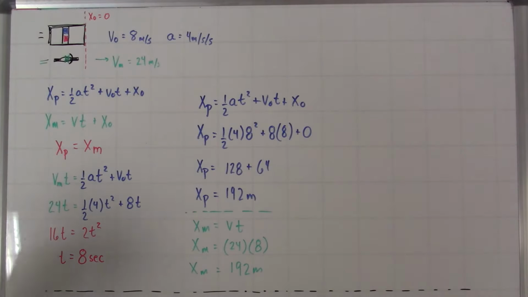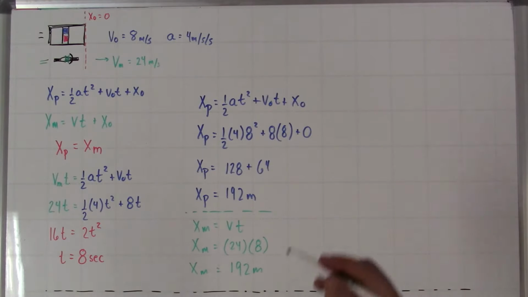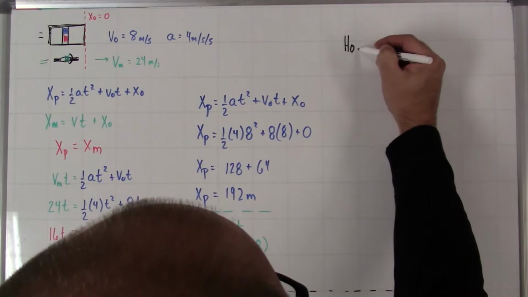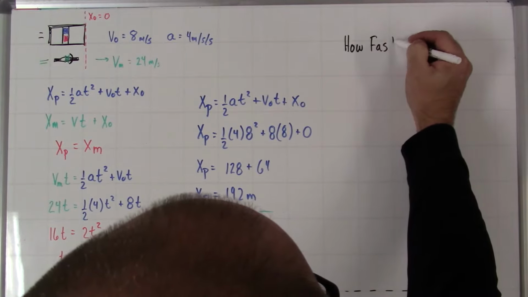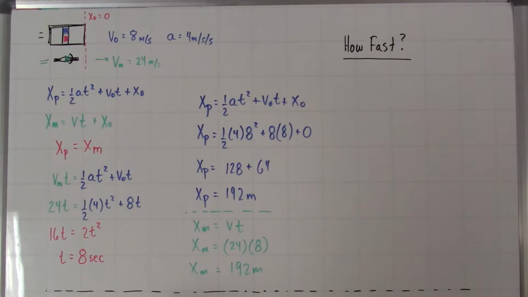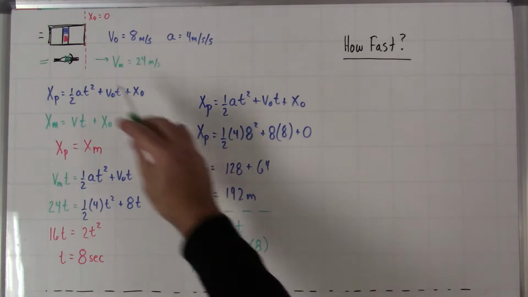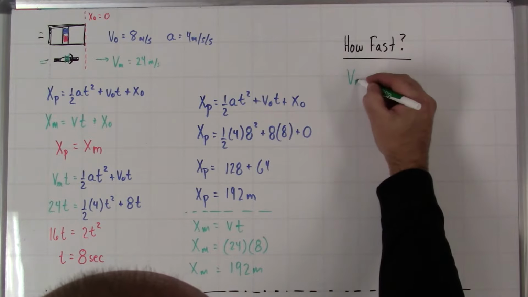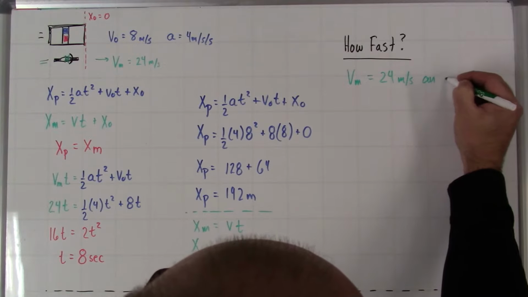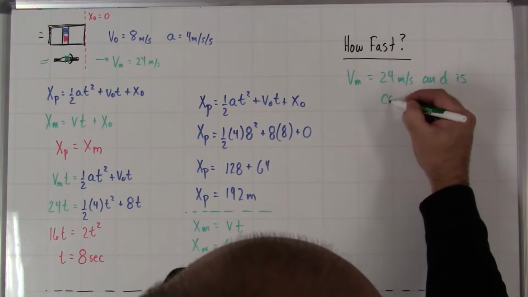The second part of the problem says, how fast is each moving when it catches up? No problem, we can easily solve for that. So in this case, we're going to say, well, how fast is each moving? Well, what are the velocity situations? The velocity situations are actually pretty easy. When I think about the motorcycle, for example, the velocity of the motorcycle is equal to 24 meters per second and is constant.